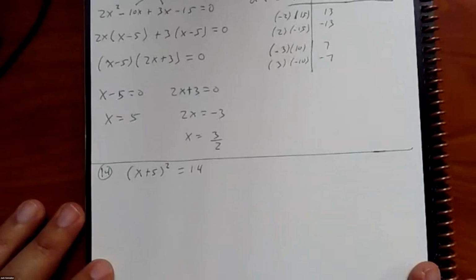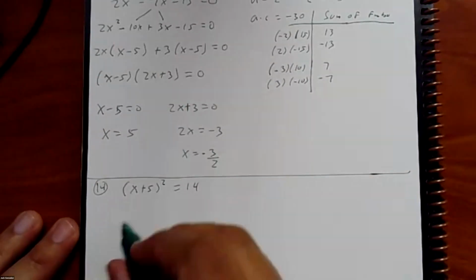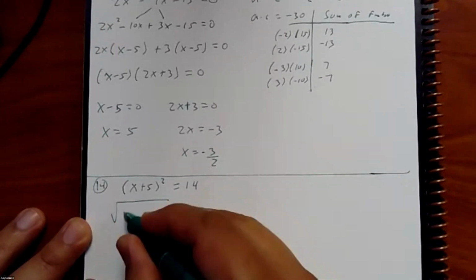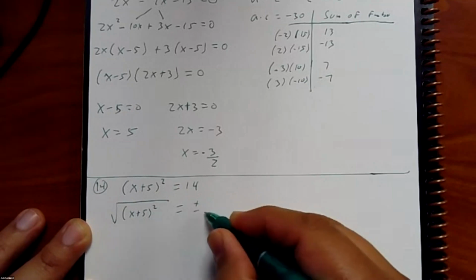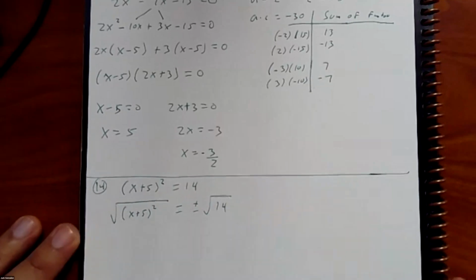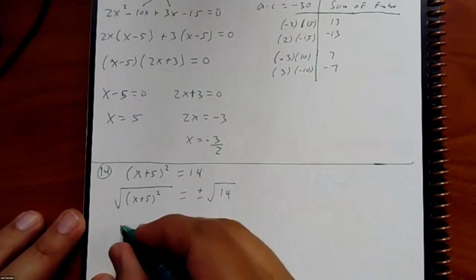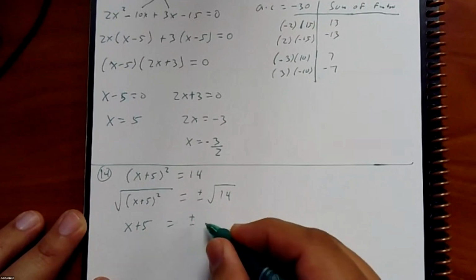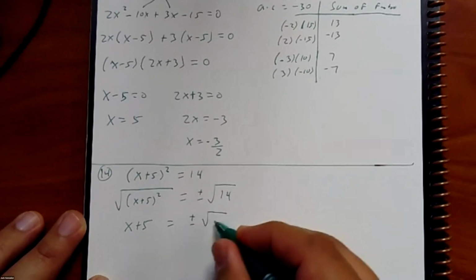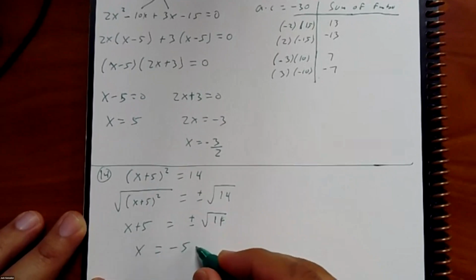So when you have, yeah, it should be a minus there. Square both sides. But as soon as you do, you tack on the plus or minus. Now, just subtract the 5 over and you're good. So negative 5 plus or minus square root of 14.